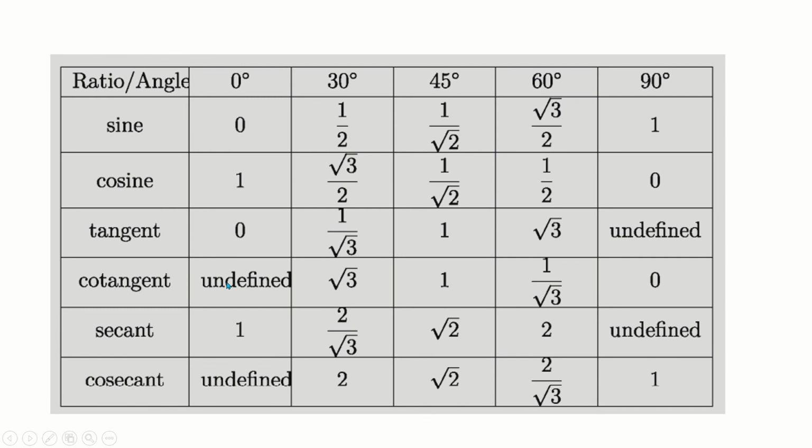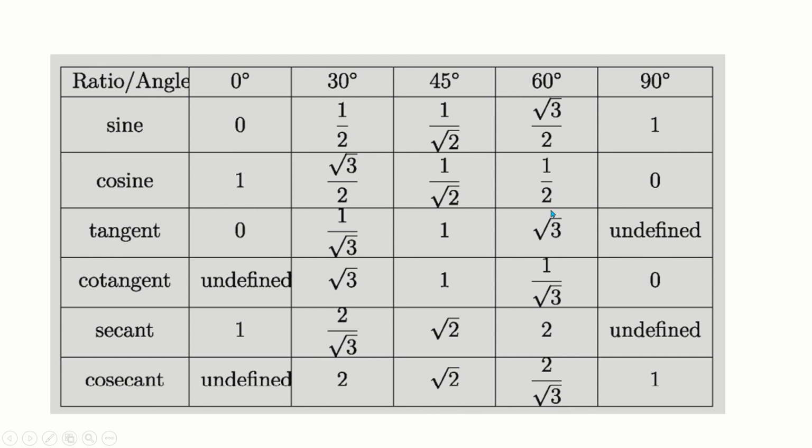Similarly, cot theta equals 1 by tan theta. Tan 0 degree value is 0, so 1 divided by 0 means undefined. Then 1 divided by this means root 3. 1 by 1 means 1. 1 by root 3 equals 1 by root 3. And undefined means 1 divided by 0. So 1 divided by 1 by 0 means after calculating, 1 into 0 by 1, that means 0. So these relations are important for solving questions 12 and 13 in your book, exercise 8.2.